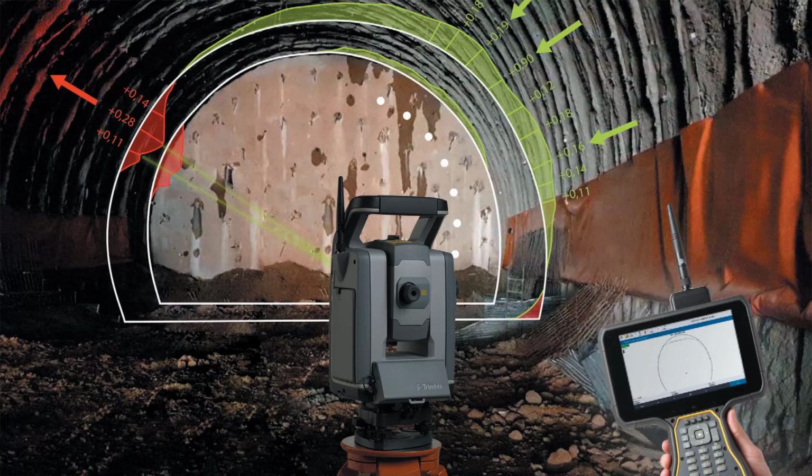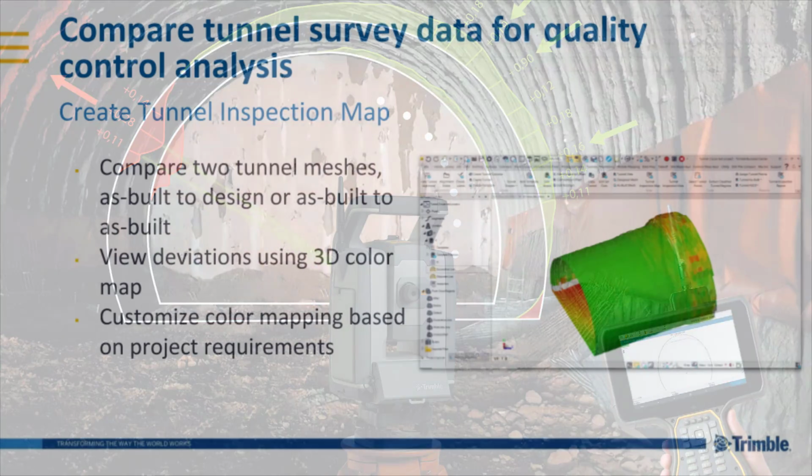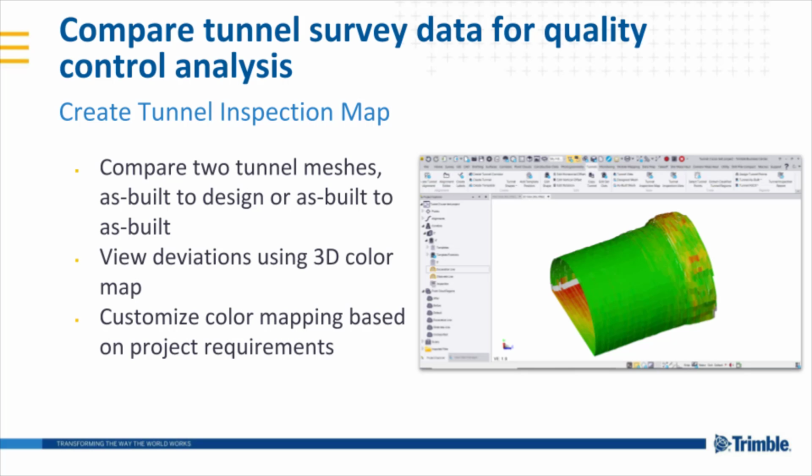The Tunnel Inspection Map is a 3D mesh object that allows you to visualize the deviations between those two tunnel meshes. The meshes that can be compared with this feature are designed to as-built or as-built to as-built mesh comparison. Once created, you can view those deviations using a 3D color mapping of the inspection map, and you can also customize that color map based on your project requirements. This is the first step in the four-step process of the tunnel inspection workflow.